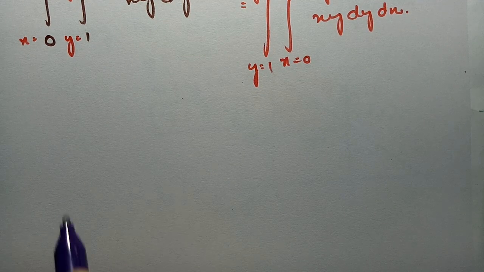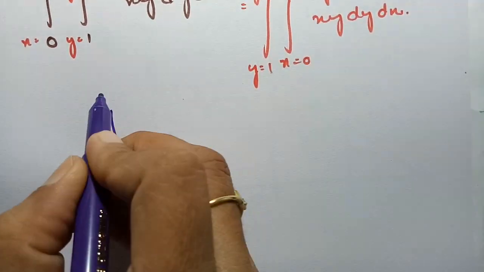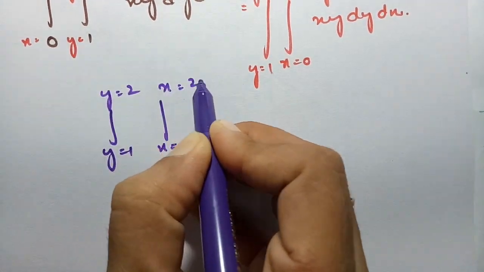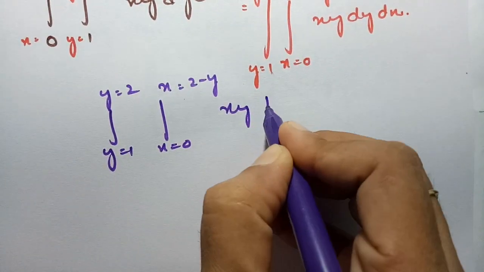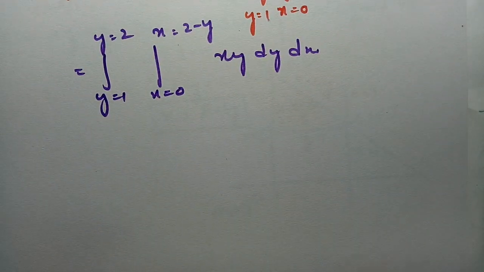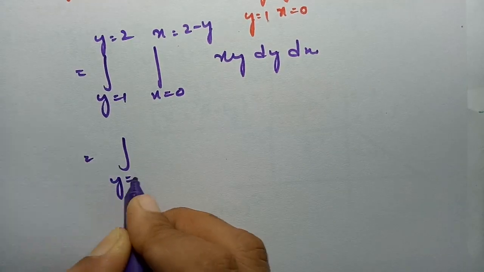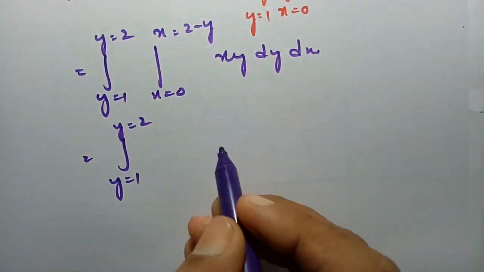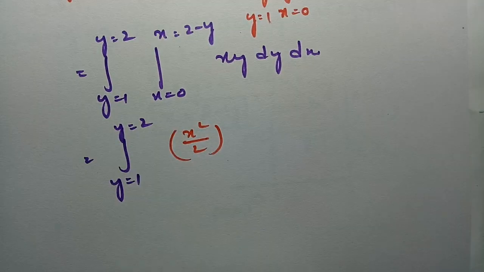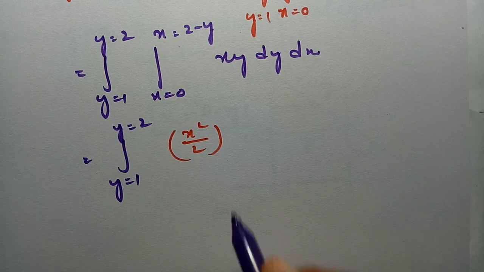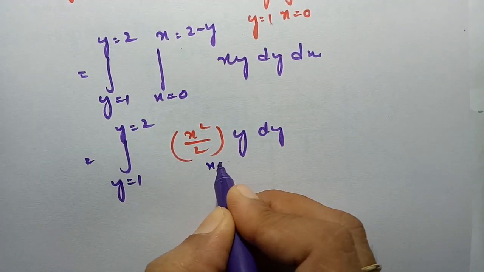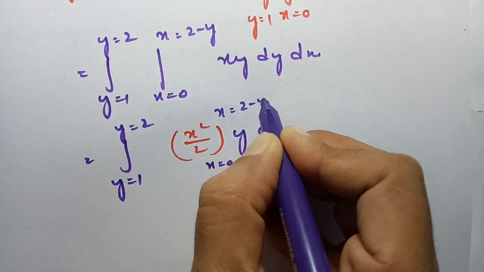So in order to calculate this one, y is equal to 1 to 2 is given, and x limits are 0 to x is equal to 2 minus y, xy, this is dy into dx. First of all, I'll integrate with respect to x. So y is equal to 1 to y is equal to 2 for x. So what are the limits here? That is x square by 2. And y remains as it is, and dy, and x varies from x is equal to 0 to x is equal to 2 minus y.